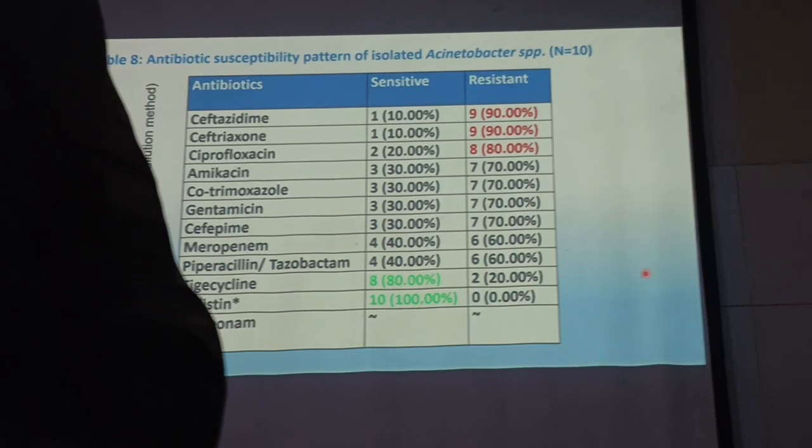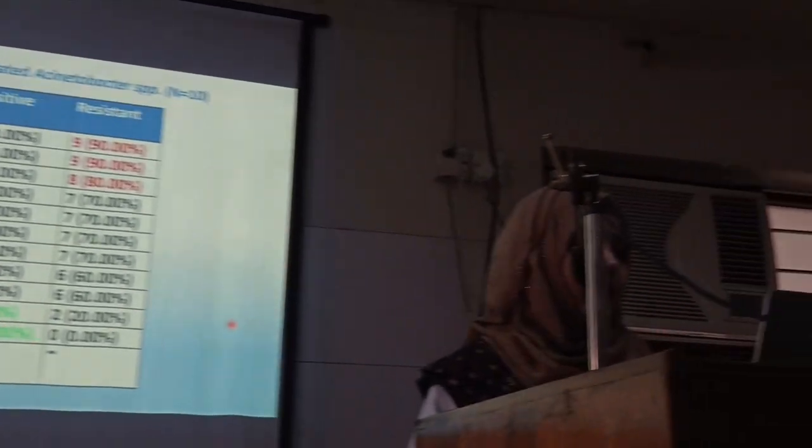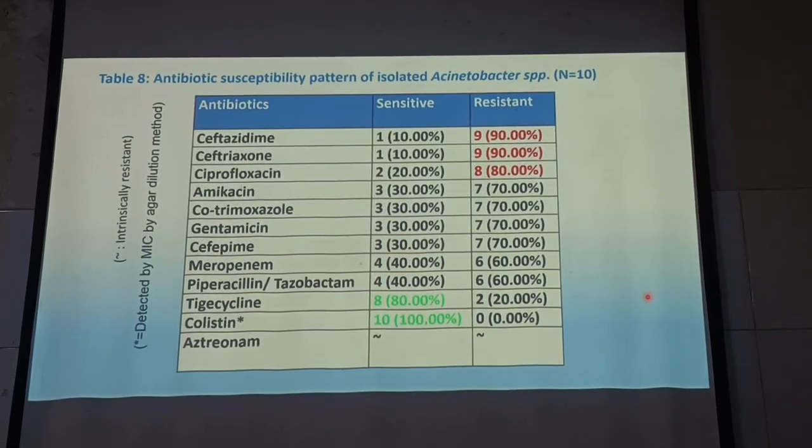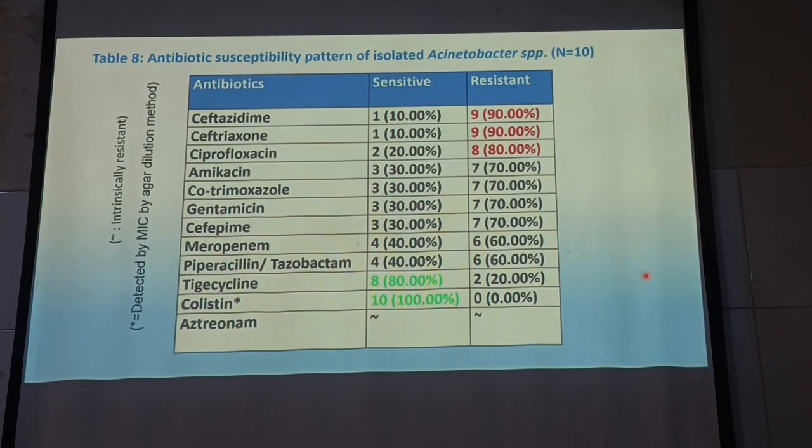Table 8 shows the antibiotic susceptibility pattern of isolated Acinetobacter species. Over 80% of Acinetobacter are resistant to ceftazidime, ceftriaxone, ciprofloxacin. 30 to 40% are sensitive to amikacin, co-trimoxazole, gentamicin, cefepime, meropenem, piperacillin tazobactam. 80% sensitive to tigecycline and 100% sensitive to colistin. Aztreonam was not tested.